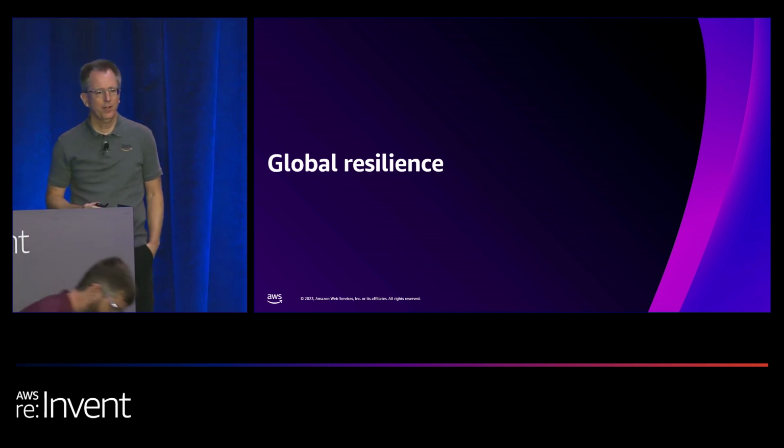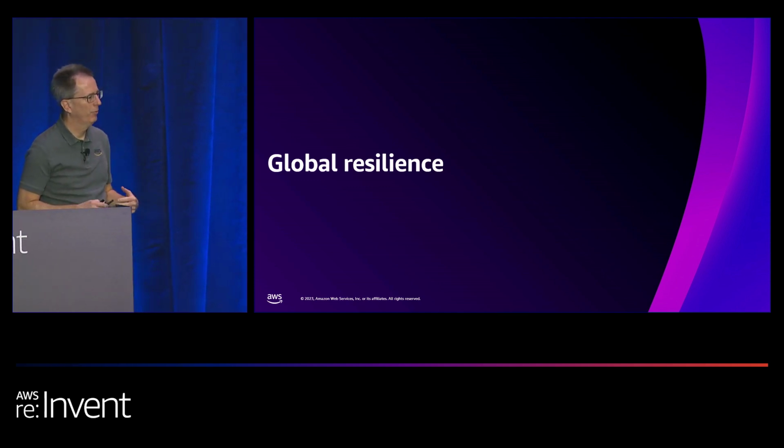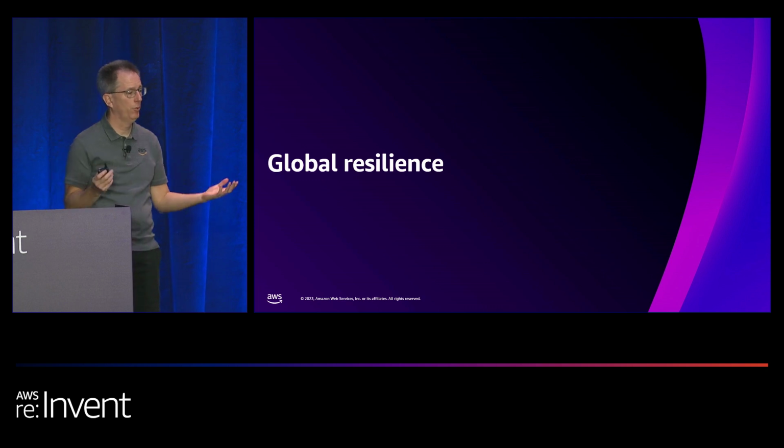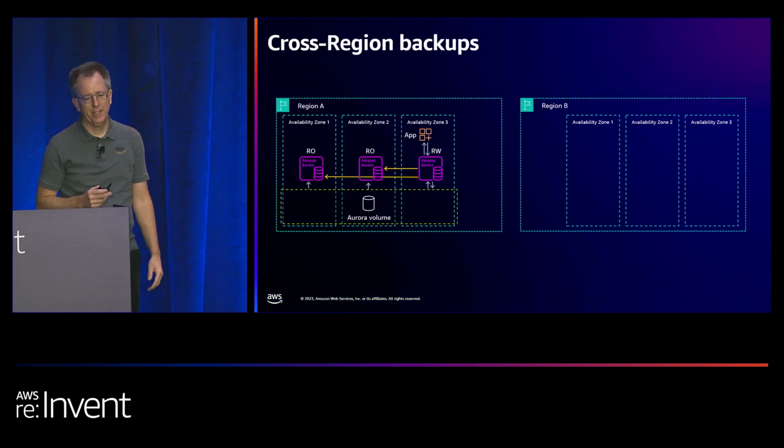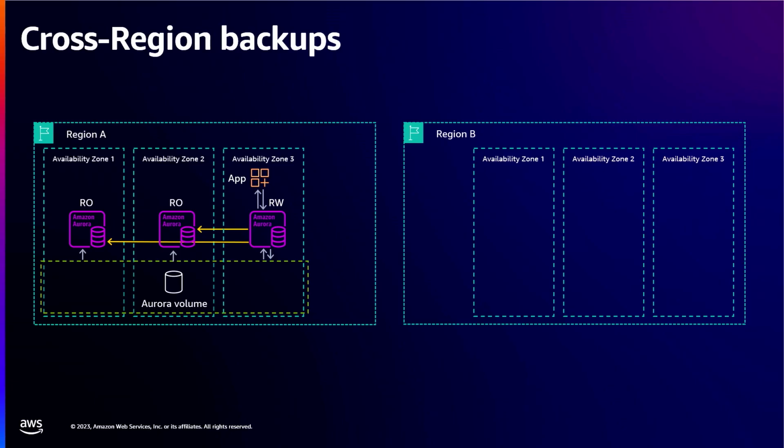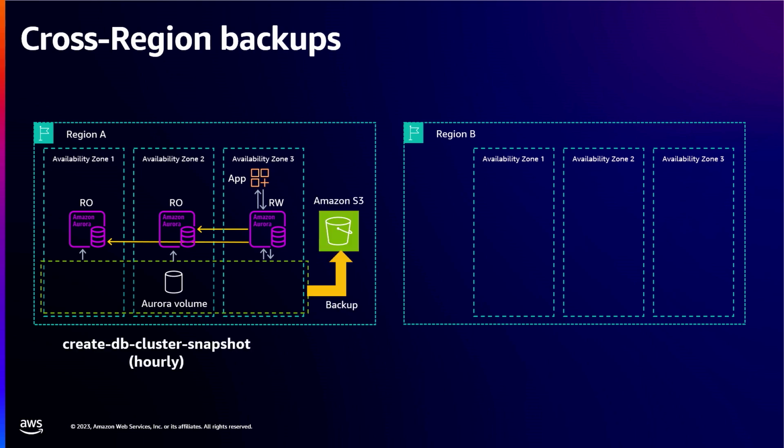So as Tim said, the business has grown. We want to have resilience globally now, right? So the easiest way to do that, and the starting way that I always describe, is with backups. So we've got our same Aurora configuration in region A, as Tim had there. And what we can do is we can just take, let's say, hourly backups. We can use the create DB cluster snapshot command. We could have that in a cron job that just happens every hour. And that's going to have a backup available.